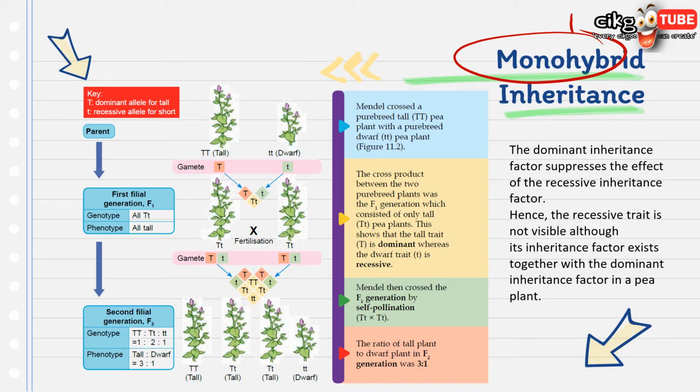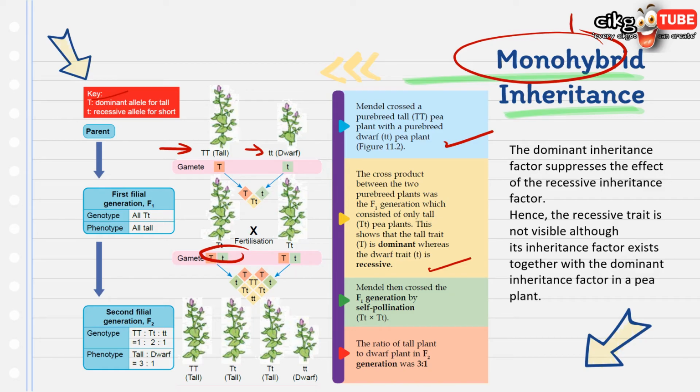Mendel crossed a purebred tall pea plant with a purebred dwarf pea plant. That is why we have homozygous dominant and homozygous recessive over here. The cross product between the two purebred plants was the F1 generation, the first filial generation, which consisted of only tall pea plants, but heterozygous. This shows that the tall trait is dominant, whereas the dwarf trait is recessive.